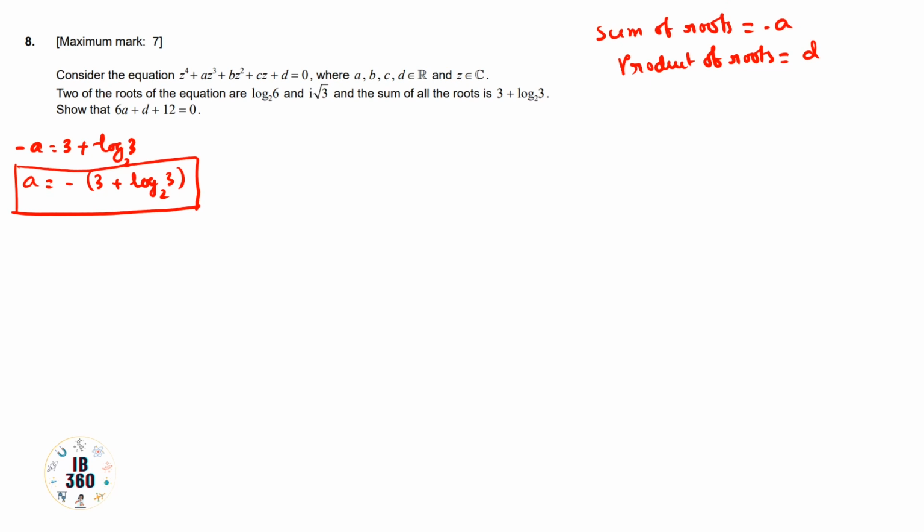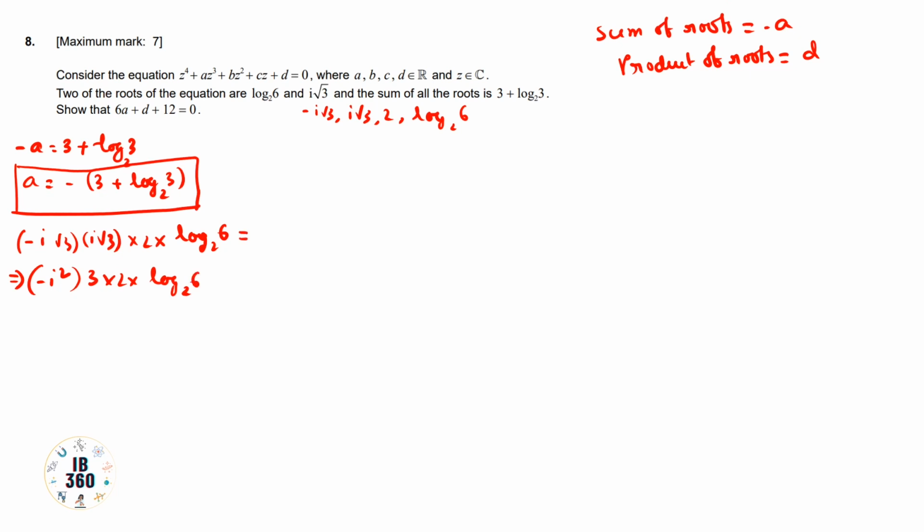So the roots, already we have found the roots, are minus i by root 3, i root 3, then 2, then another root is log base 2 of 6. So we will do the multiplication of all these. So minus i root 3, then i root 3 into 2 into log base 2 of 6. If we do the product, it will be minus i square into 3 into 2 into log 6 base 2. So it is equal to d, because the product of the roots is equal to d. So minus i square equals minus 1, so minus i square will be 1. So it is 6 log base 2 of 6 is equal to d. So the value of d is also there.